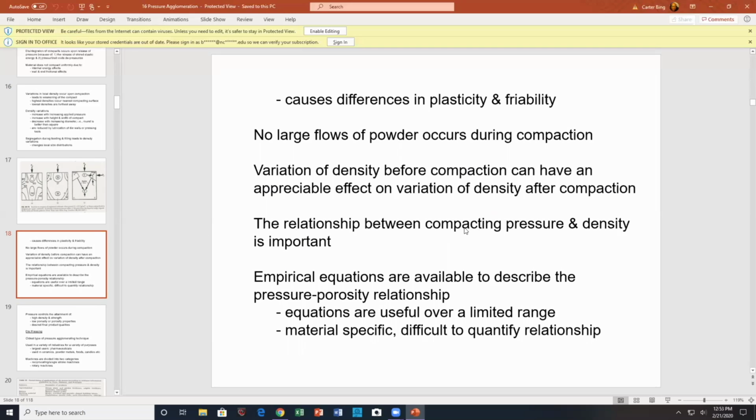The relationship between compacting pressure and density is important. Do you know what that relationship is for your particular machine? Empirical equations are available to describe pressure versus porosity. Now, porosity is extremely important. Well, it measures the amount of air you got in. There is no such thing as a porosity meter.